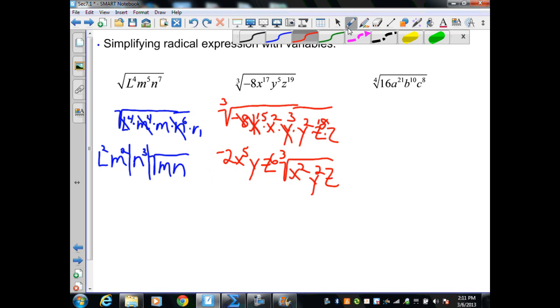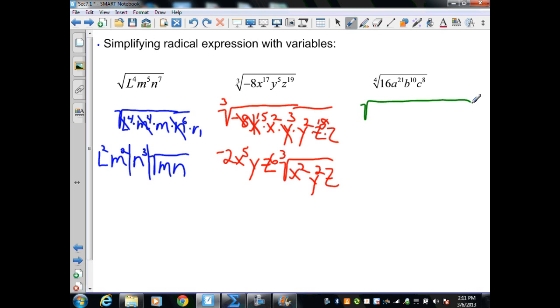On our next example, we have the fourth root, and we can simplify inside that radical to make this problem simplify even further. I have 16, a to the 20th times a, b to the 8th times b squared, and c to the 8th.